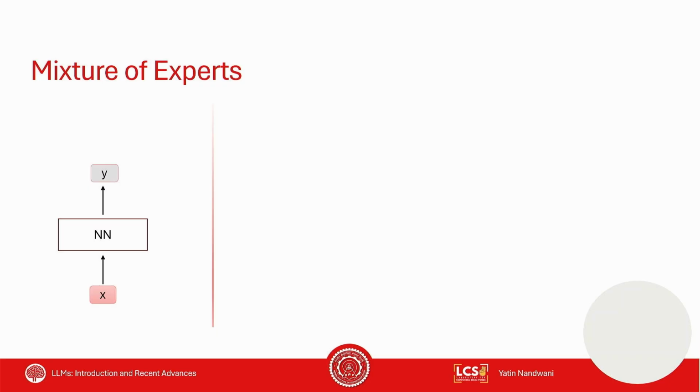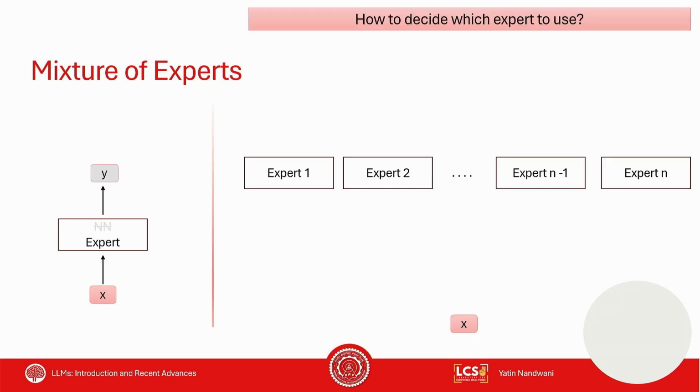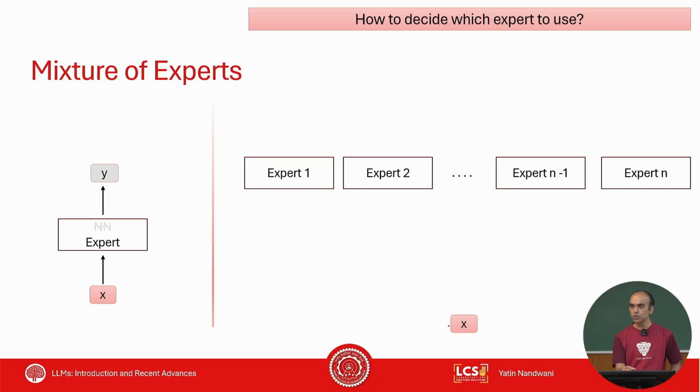In a classical neural network, you have an input X that goes through one neural network. Let's call it an expert now. It goes through one expert and we get the output. In mixture of experts, what do we want? We want multiple experts, and we want to route this input X through one or many or all of these experts, depending on how we model it. But how do we decide that? How do we route? We don't have that information, and we only have input X. So what should we do?